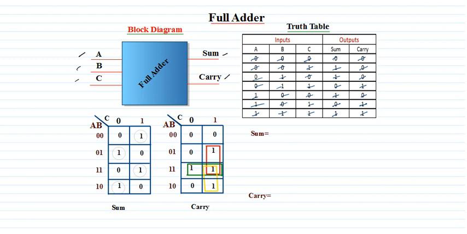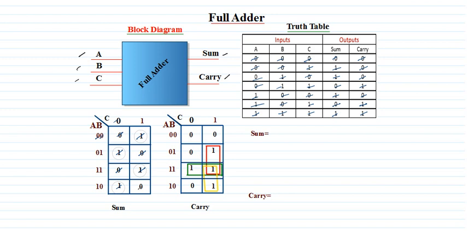Now, entering these values into the Karnaugh map to get the sum and carry Boolean expressions, for 0 0 0, sum is 0. For 0 0 1, sum is 1. And for 0 1 0, sum is 1. For 0 1 1, sum is 0. And for 1 1 0, sum is 0. For 1 1 1, sum is 1. For 1 0 0, sum is 1. For 1 0 1, sum is 0.